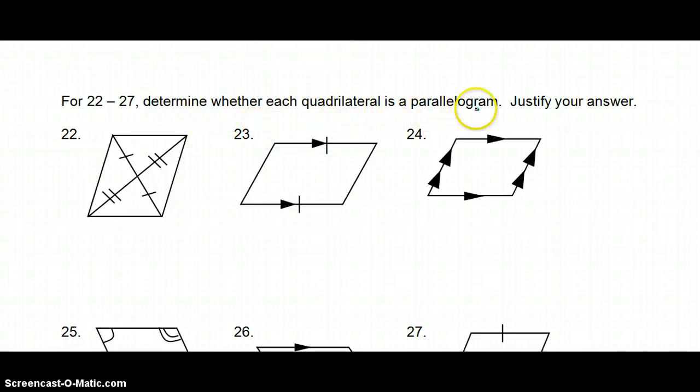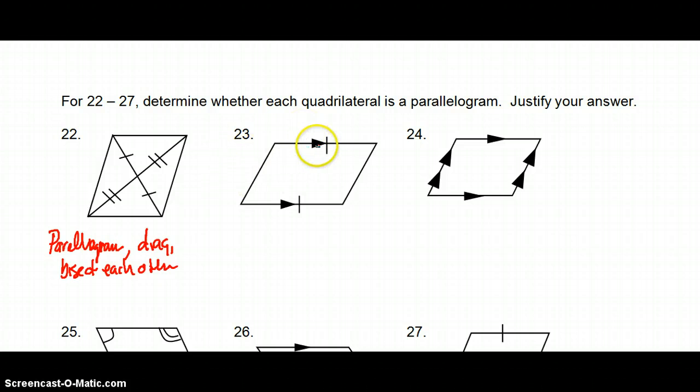Determine whether each quadrilateral is a parallelogram. Justify your answer. Okay, well, we know the diagonals bisect each other. So, yes, this is a parallelogram. Diagonals bisect each other.